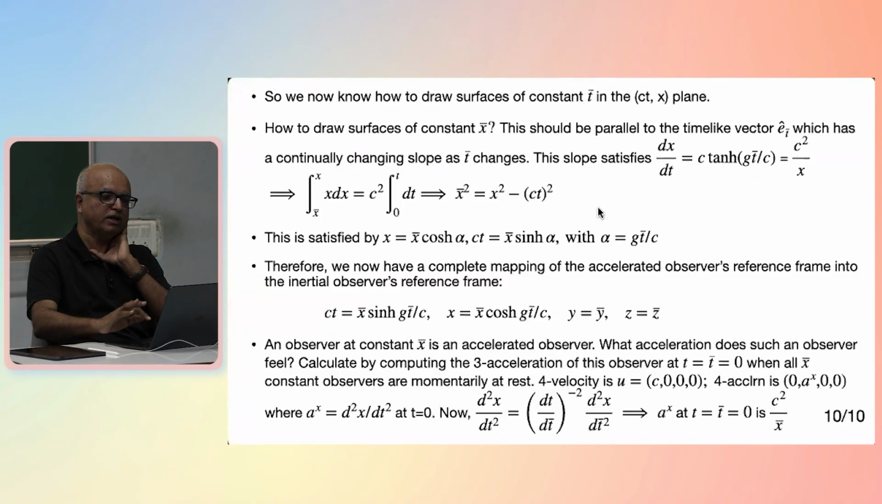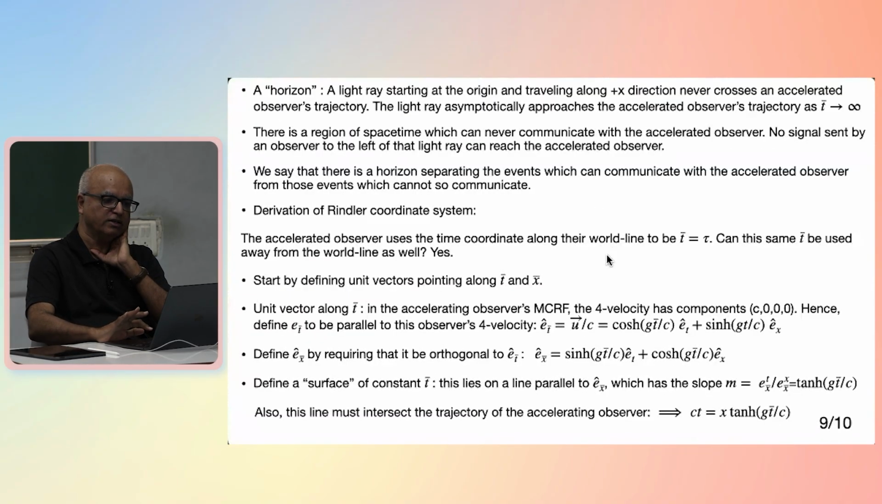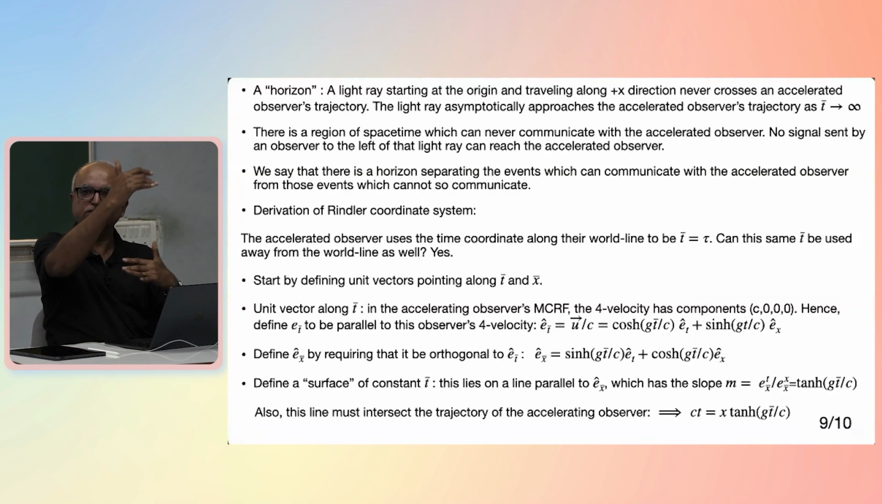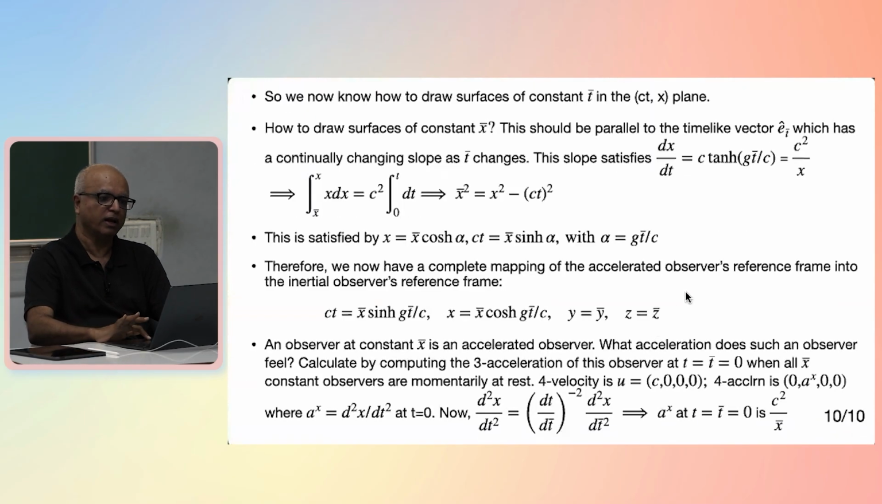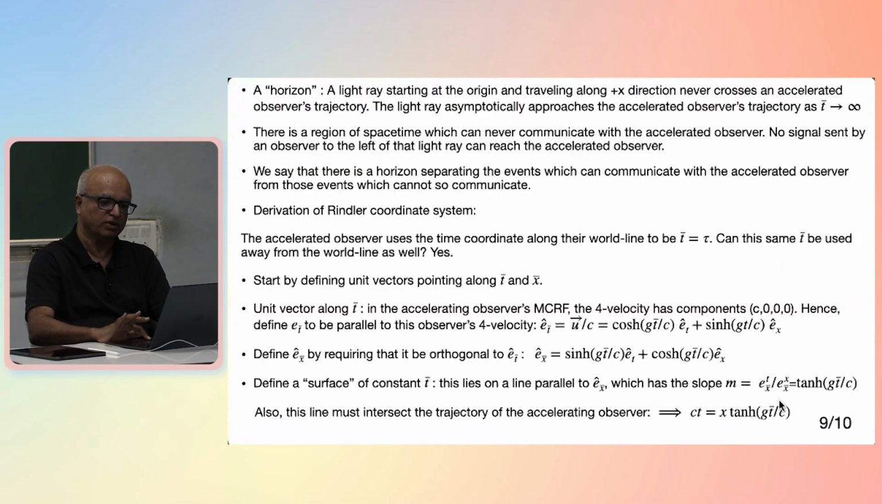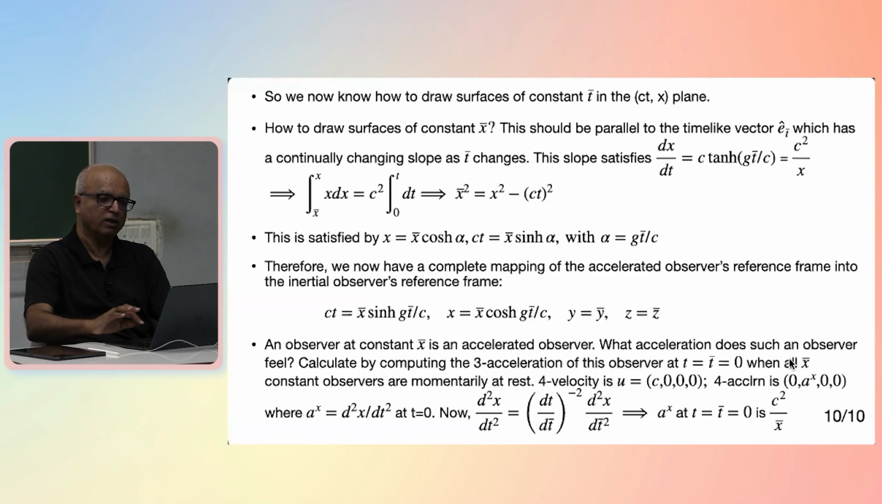Surfaces of constant x bar will be parallel to Et. So, look at the slope of Et, it is cosh over sinh, that is coth, and that is dt by dx. So, dx by dt is tanh, right. And now to write this tangent, I use this relation. Tangent is ct by x. Okay. So, I put that in, so that is how this comes.